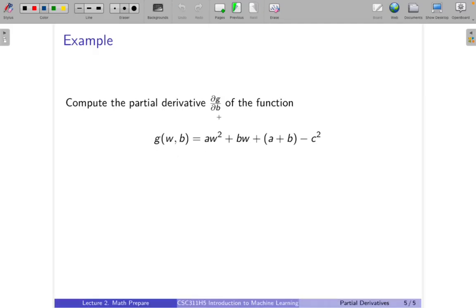If I were to compute the partial derivative of this same g with respect to b, then what I would do is keep all the other terms, including w, and treat those as a constant. So here this term is just a constant, this term is just a constant, this term is just a constant. So I've got w plus 1 as my partial derivative.